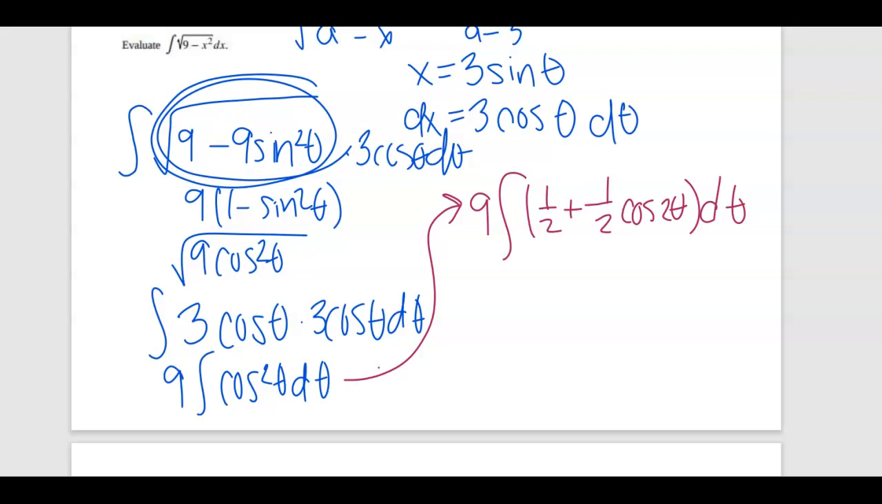I end up getting, I'm going to take the 9 actually on the inside as I do this, 9/2 theta plus 9, okay. I have a 2 here on the inside, so if I take the antiderivative, I need a 1/2, so 9/4 sine 2 theta plus c.